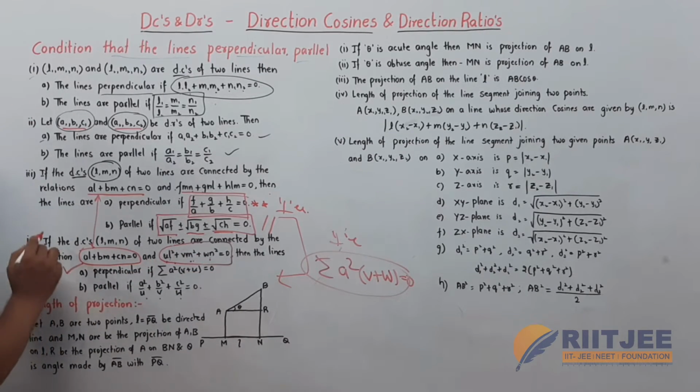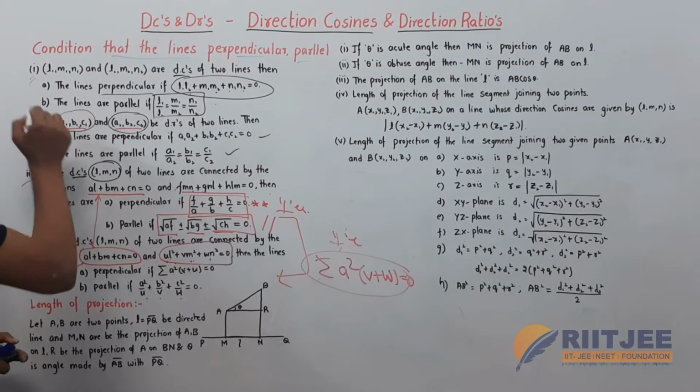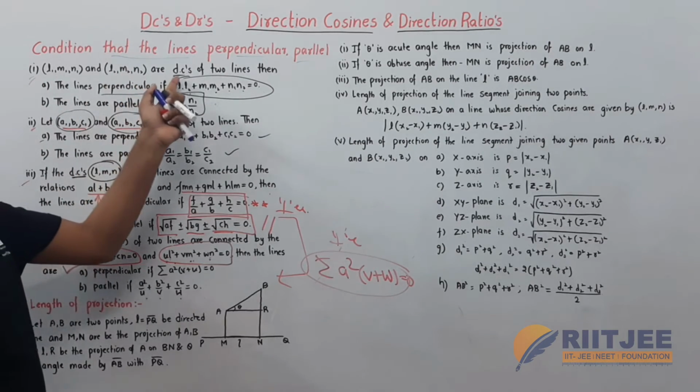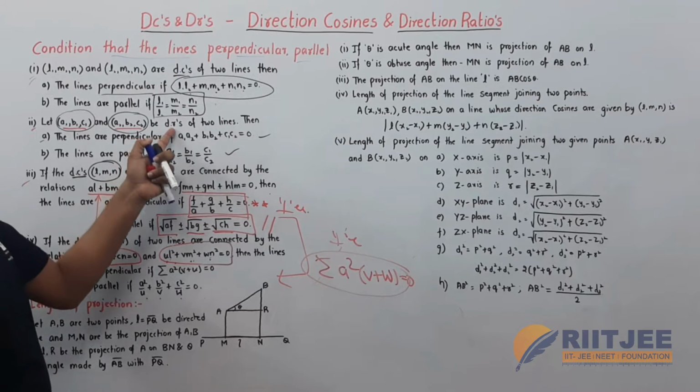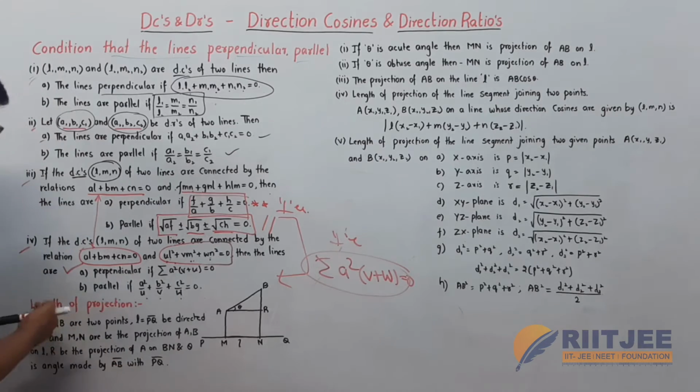This is all about the fourth point. These two points are similar to each other, and these two points are similar to each other. One is for direction cosines, and the second one is for direction ratios. And the next topic is length of projection.